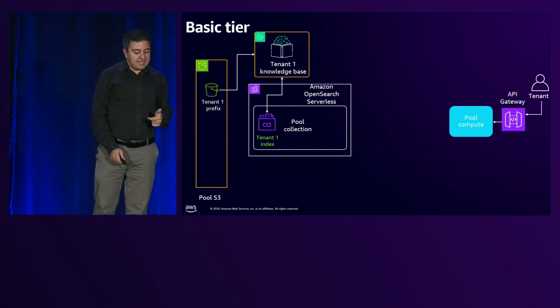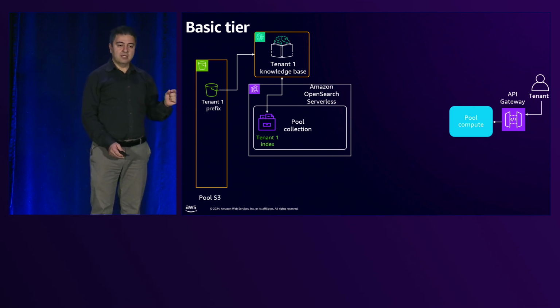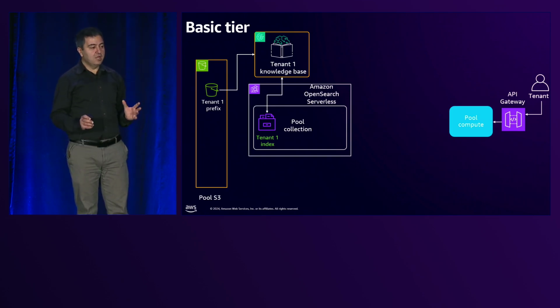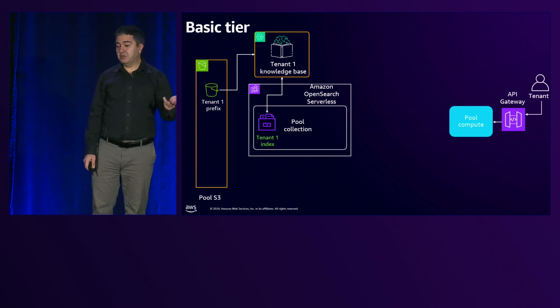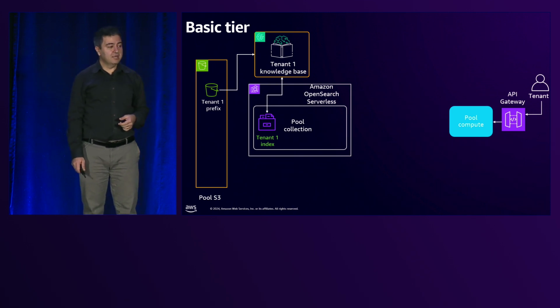Now, when a tenant and other tenant, each of these basic tier tenant requests comes, it goes through the API gateway, that again is going to be shared. Then we have some pool compute. This could be a Lambda function, this could be EC2, EKS, ECS, whatever. It has the logic of calling the LLM.